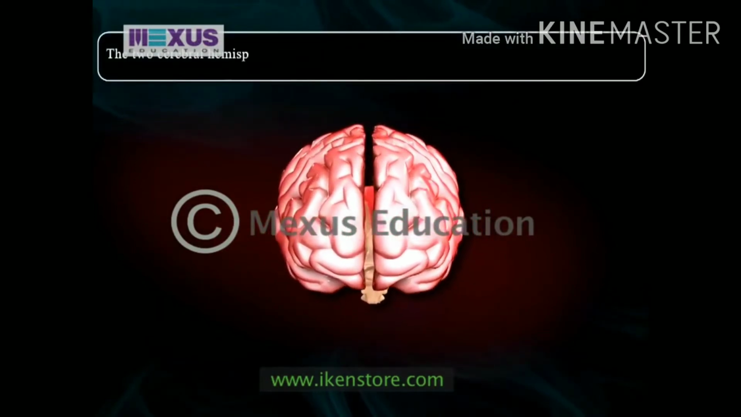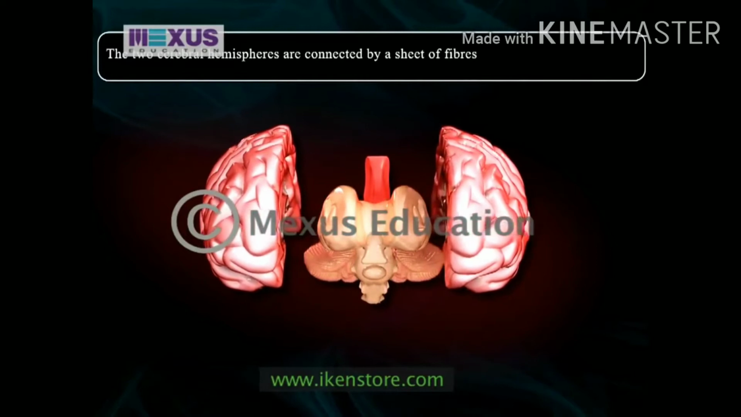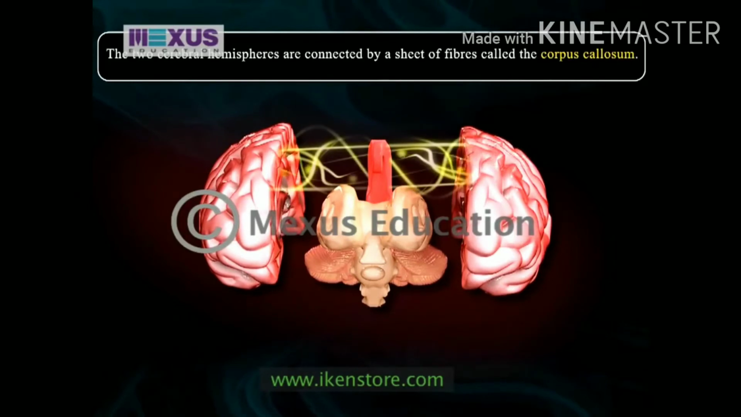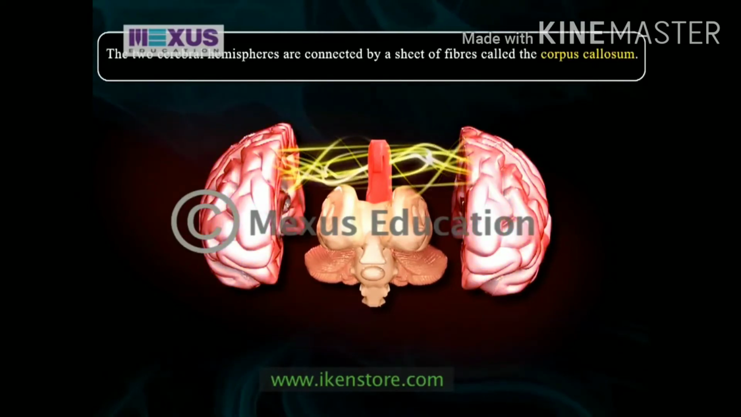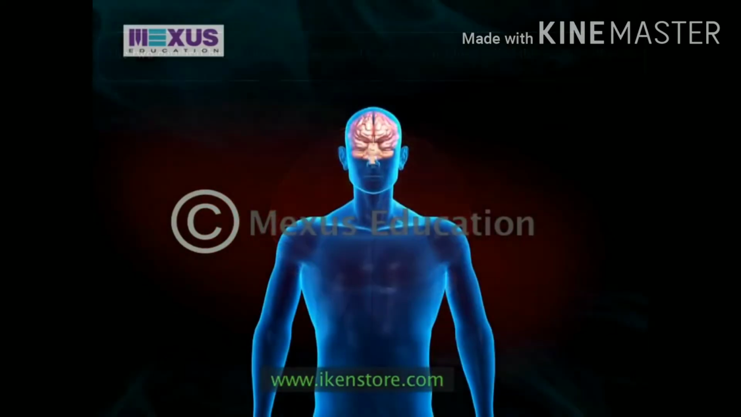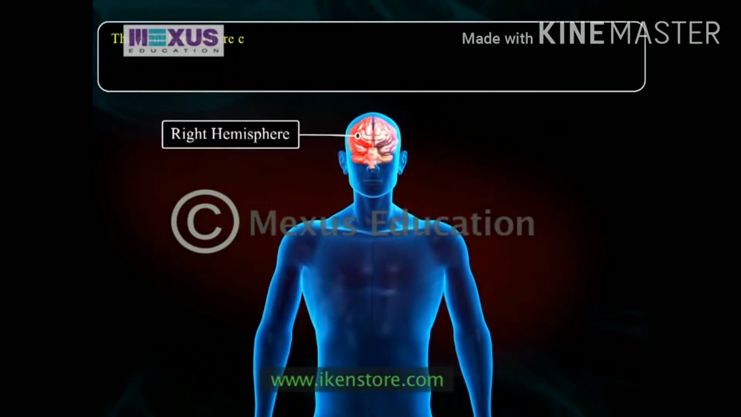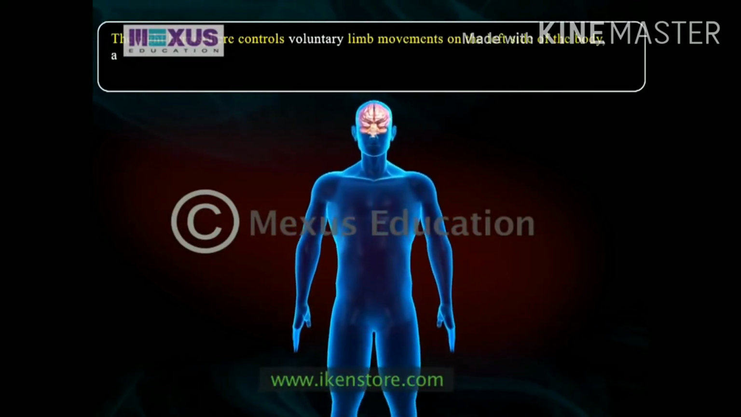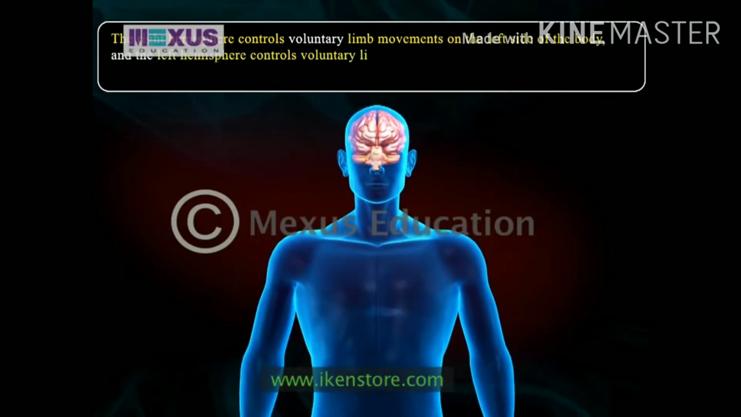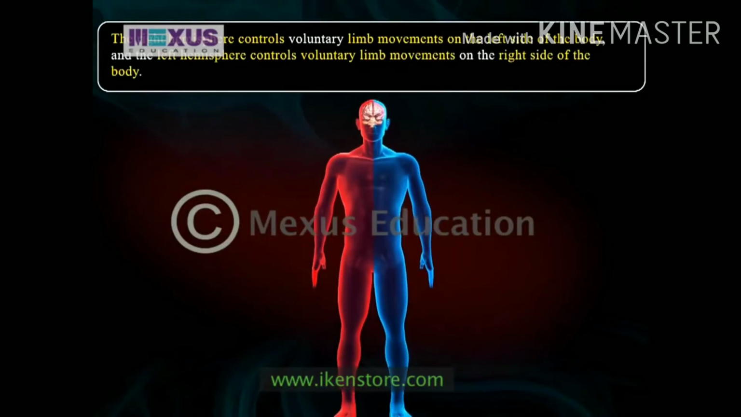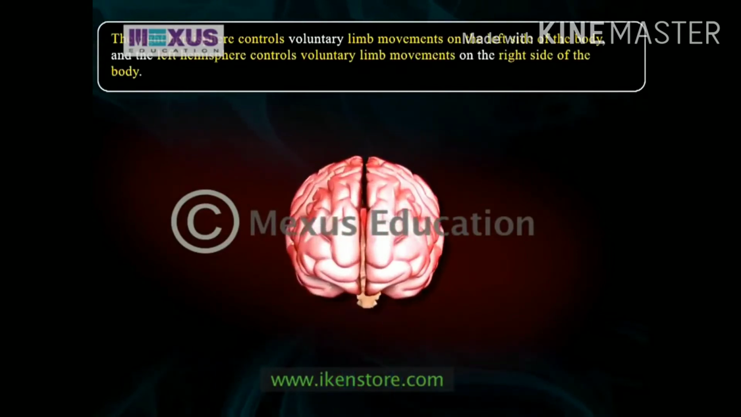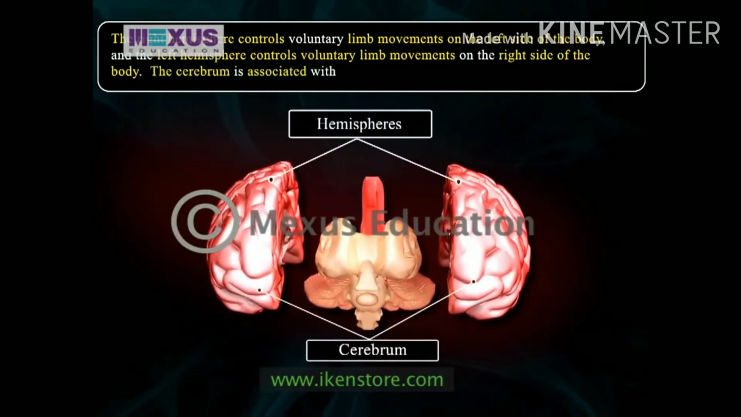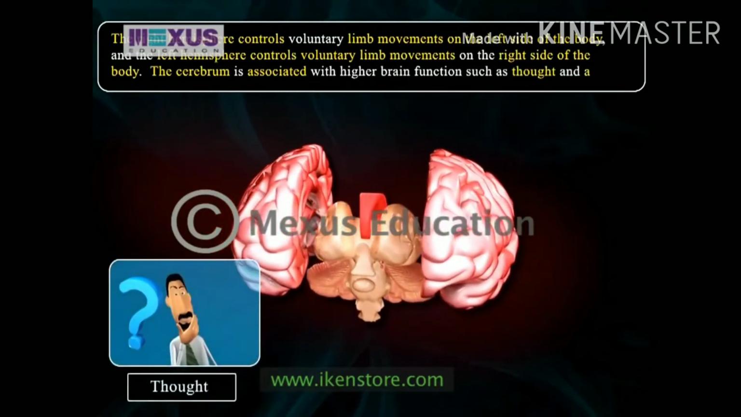The two cerebral hemispheres are connected by a sheet of fibers called the corpus callosum. Its function is to transfer the information from one cerebral hemisphere to the other. Left hemisphere controls voluntary limb movements on the right side of the body. Almost every person has one dominant hemisphere. The cerebrum is associated with higher brain function such as thought and action.